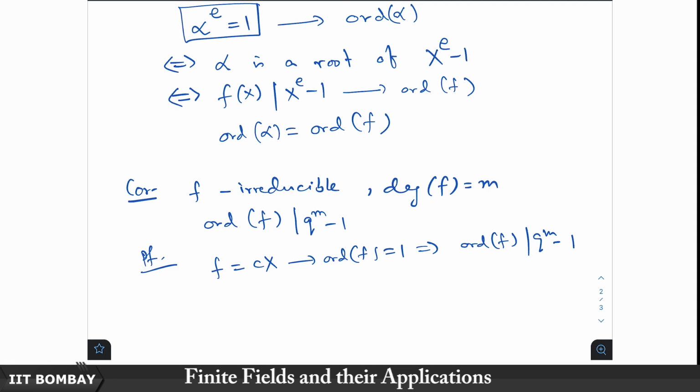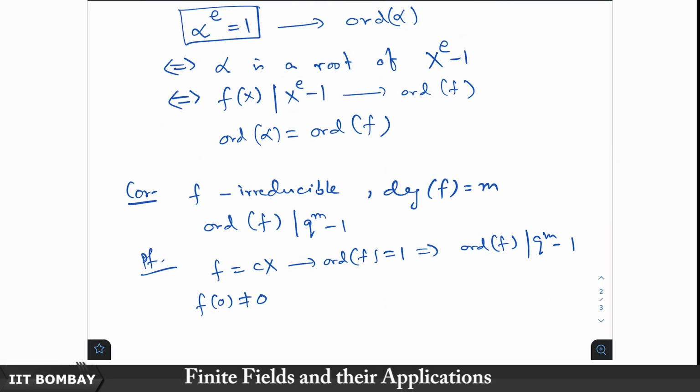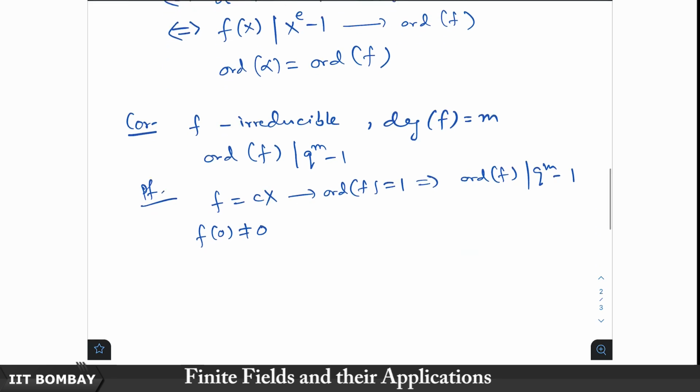Now, if it is not of this form c x, then f of 0 is not equal to 0. Then we can use the lemma we just mentioned, and we know that the order of f is the same as the order of its roots, and its roots are there in the extension field F q power m. That means those roots have orders which divide q power m minus 1. They are elements of the multiplicative group of F q power m, and hence their orders divide q power m minus 1, and hence the order of f itself divides q power m minus 1. That proves the corollary.